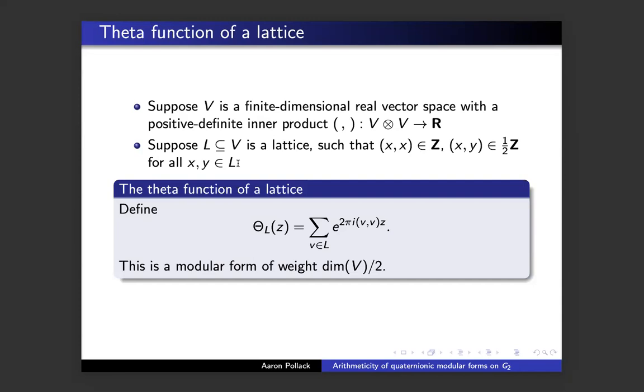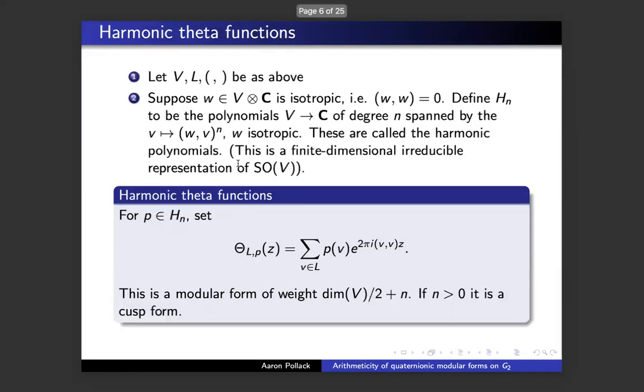Okay, so at least if the dimension of V is even, I get a classical holomorphic modular form, and if the dimension of V is odd, then, well, you get a half integral weight modular form. It's a little more complicated. So that's classical theta functions.